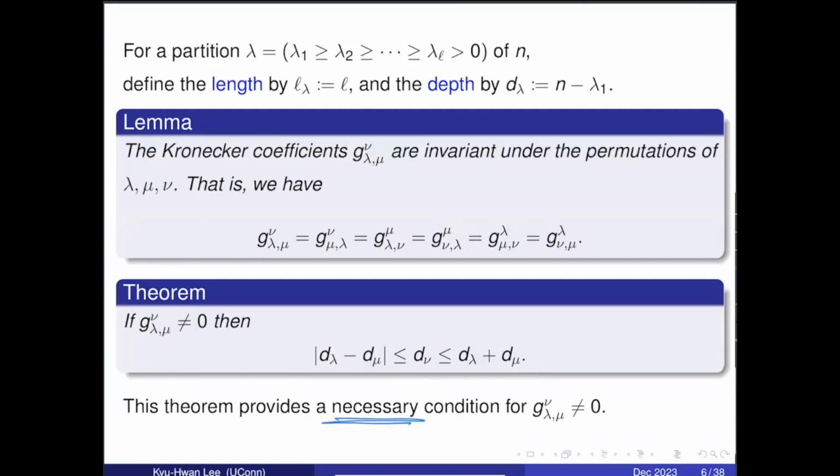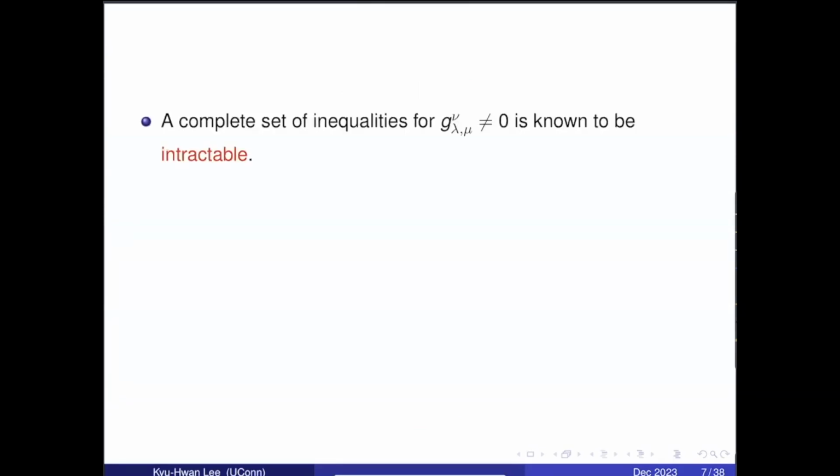So in order to characterize this, we need a lot more information, or a lot more inequalities than this simple one. This is the simplest one, and this is a very mild condition. Many people studied this kind of condition, but it turned out that a complete set of inequalities for g_{λμν} being non-zero is known to be intractable.